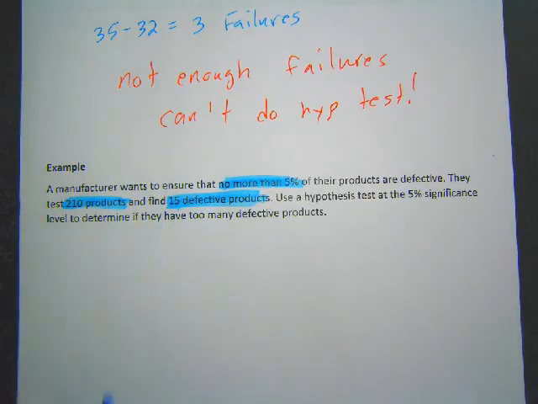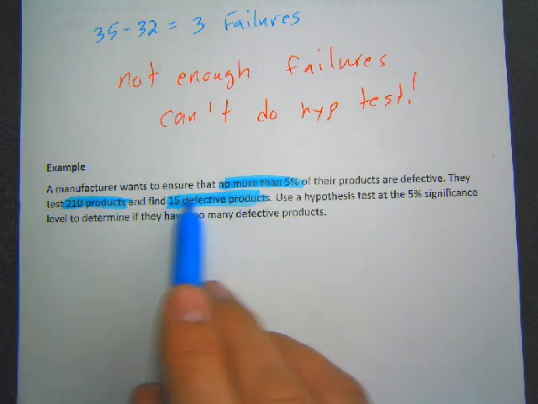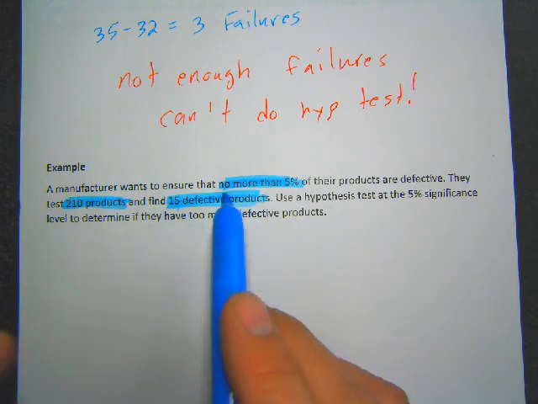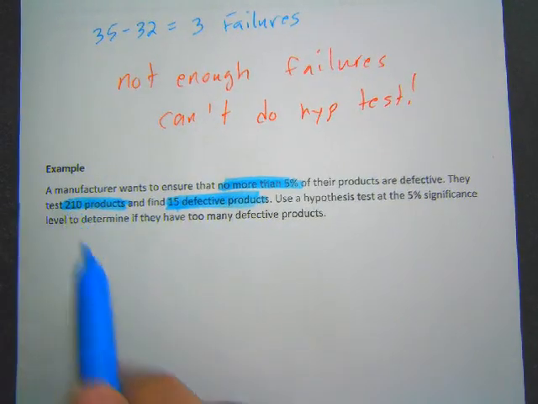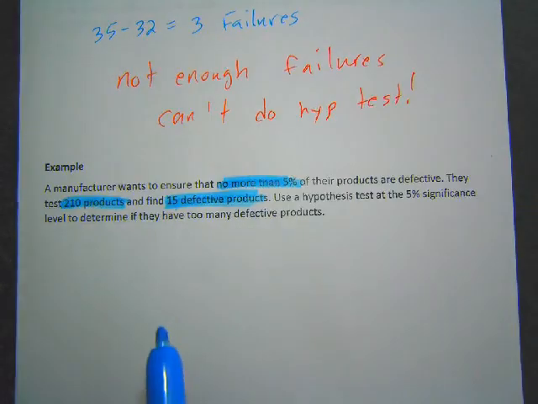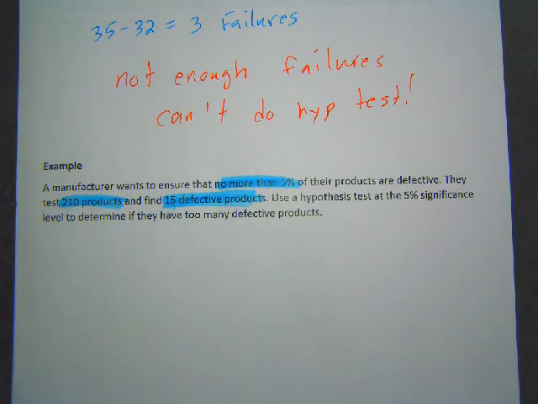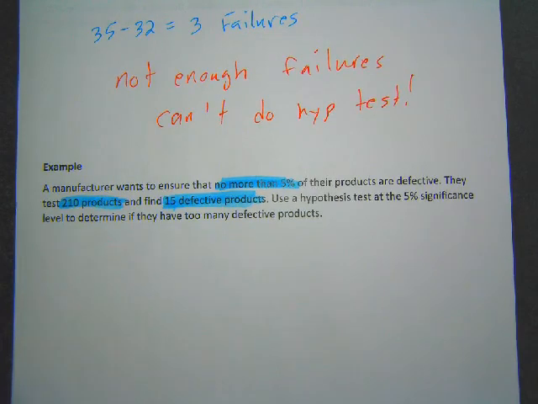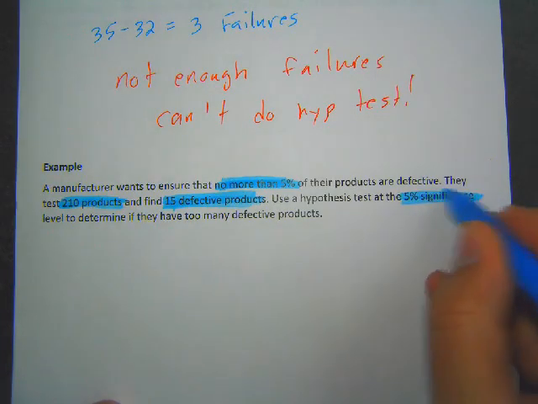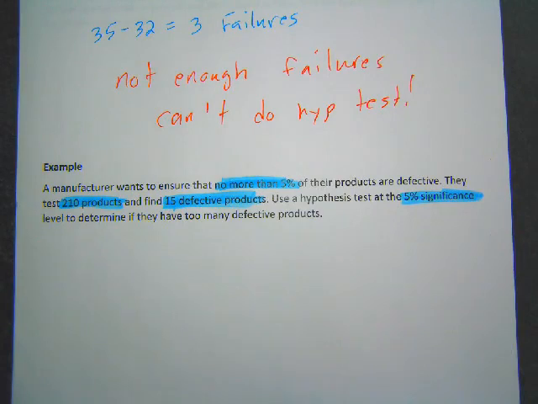We have 15 successes, and defective is the success in this case, which always feels weird, out of 210, which means there are hundreds of failures, the products that are not defective. So we have plenty, at least 5 of each. We'll assume they did simple random samples and that the binomial conditions are met, since it's either defective or not defective, so there are only 2 choices. So it makes sense. We're going to use a 5% significance level to determine whether they have too many defective products.